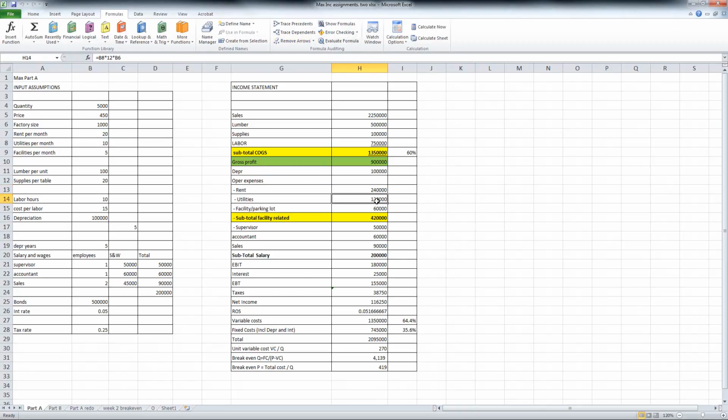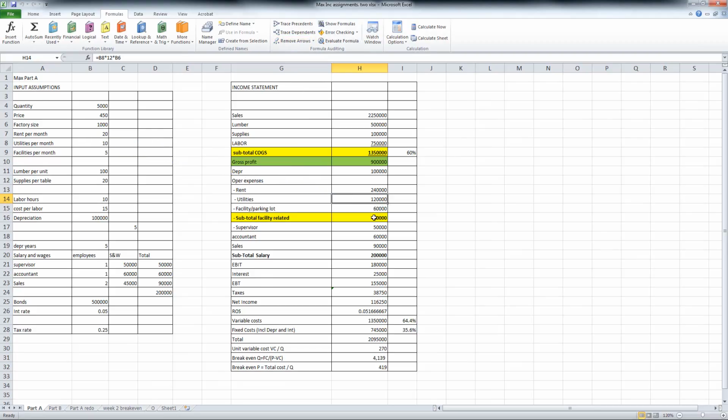Same logic here for utilities. You have your facility size and your utilities cost per month, and you also multiply that by 12. Same thing with the facilities.